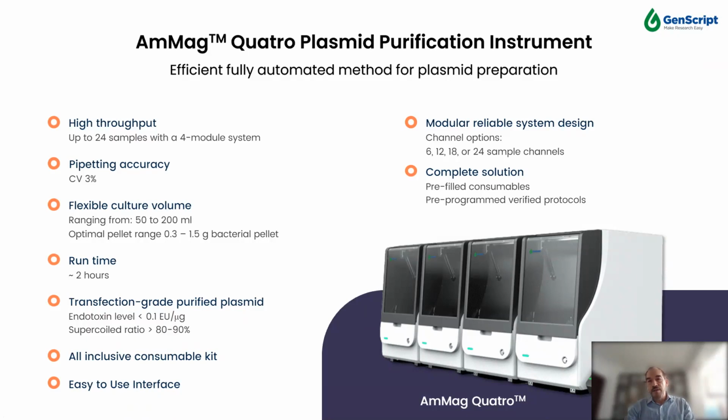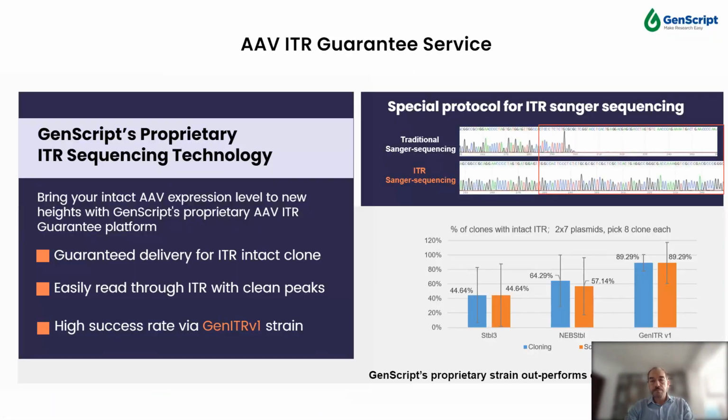It can purify anywhere from 6 to 24 samples, depending on how many modules you have purchased with the system. If you have low throughput needs initially, you can purchase 1 module that will give you the capability to purify 6 samples at a time. And then with addition of every module, up to 4 modules, you can purify up to 24 samples. So that's a very good, easy solution if you prefer to purify your own plasmids in-house.